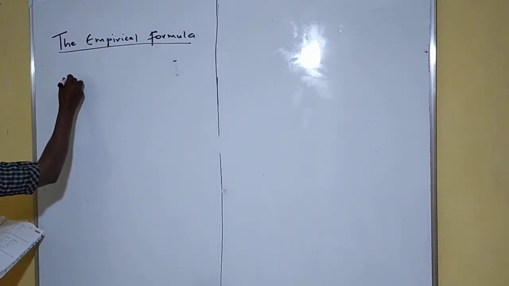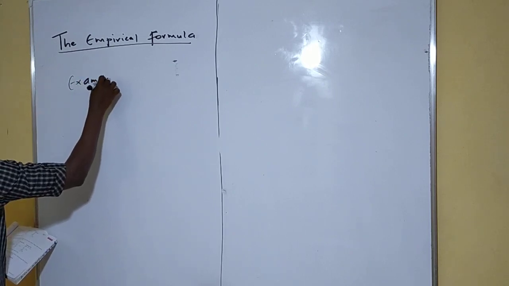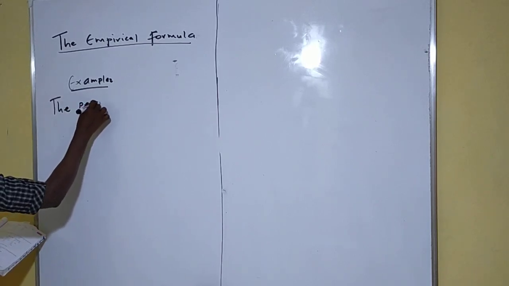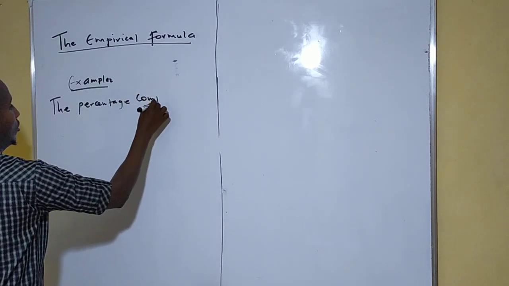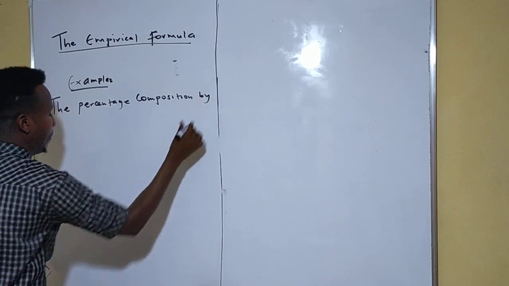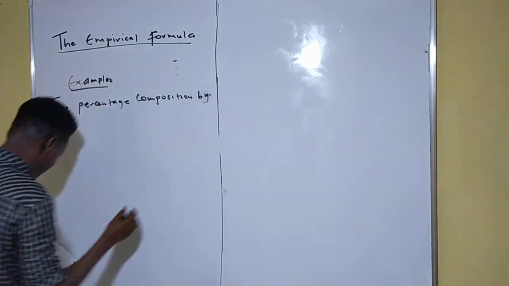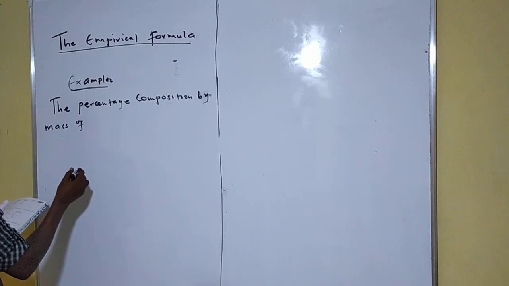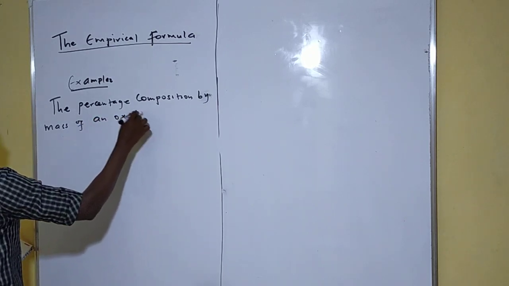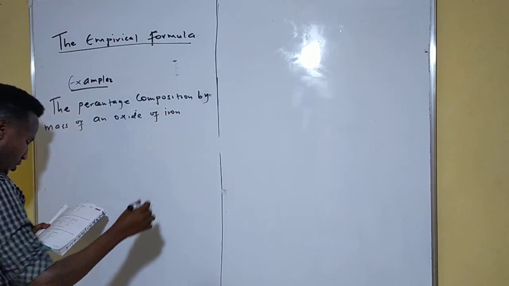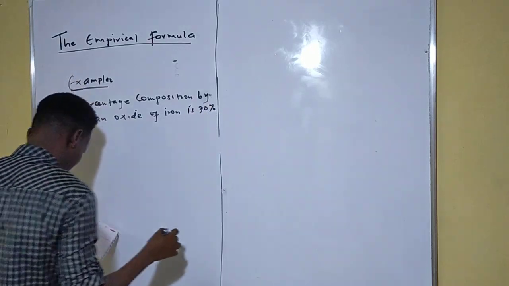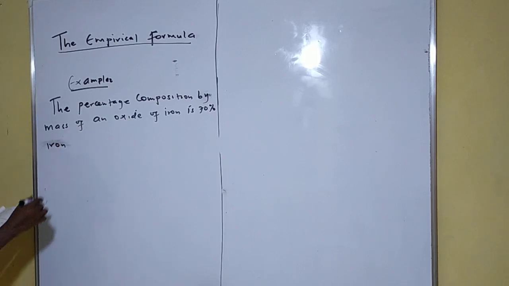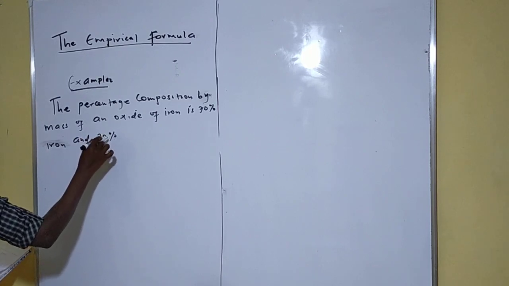You're told, look here, example 2. You're told the percentage composition by mass of an oxide of iron is 70% iron, and 30% oxygen.